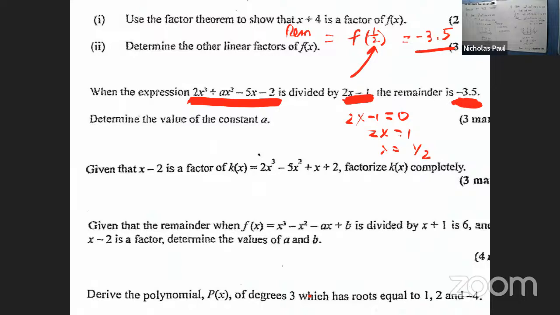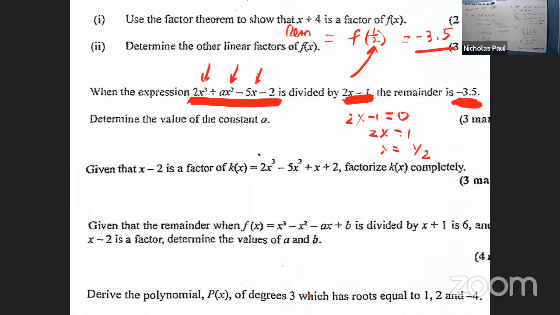What will happen if I put a half into this equation? What will you get? 0.5? No. What do you get? Look at the theorem, look back at the rule at the beginning of the class. Check and see. If you put a half in there, you get the remainder, and the remainder is minus 3.5.